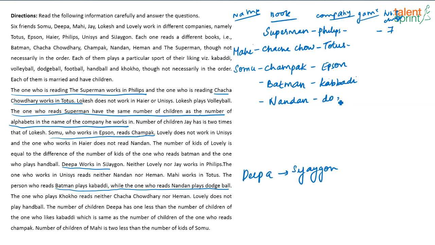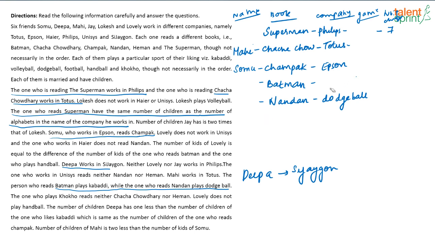Because when you look at the book and the company, mostly I am able to find out from the given information. So I let Deepa be aside. If I write Deepa, then it's going to be a confusion. I am not able to fix at least these. How many people are there totally? 1, 2, 3, 4, 5, 6 people totally. 1, 2, 3, 4, 5 I have already fixed. So who should be the last one here?